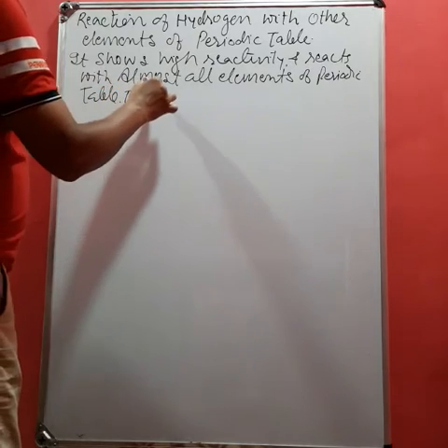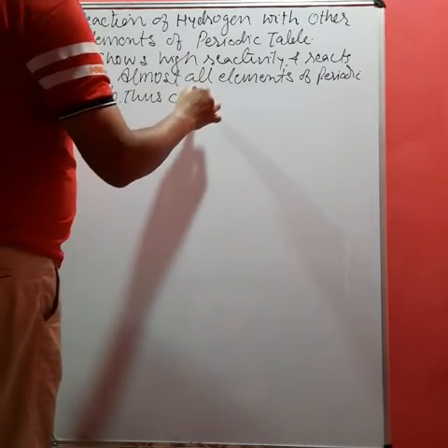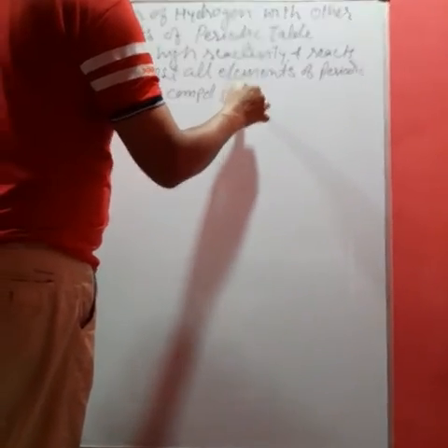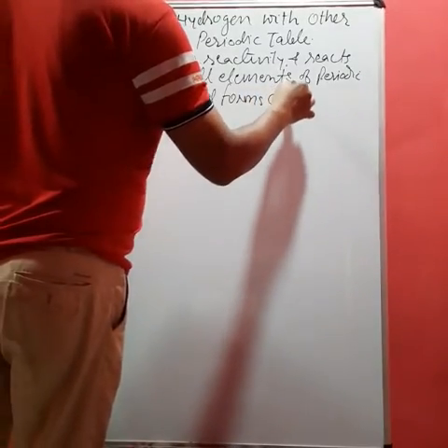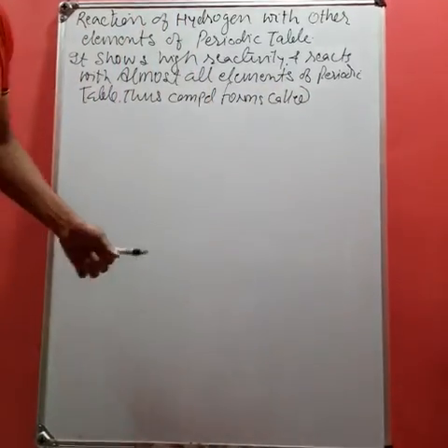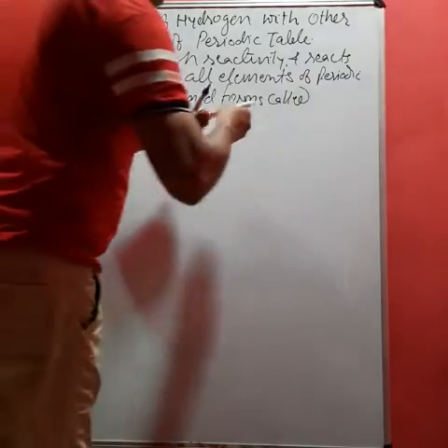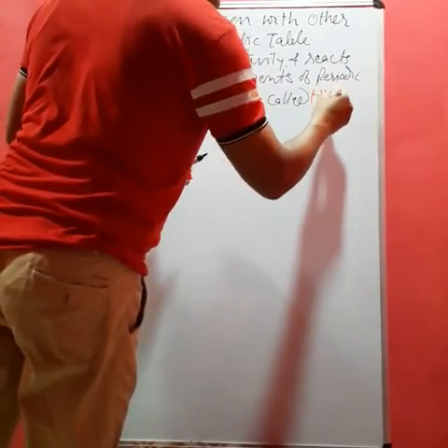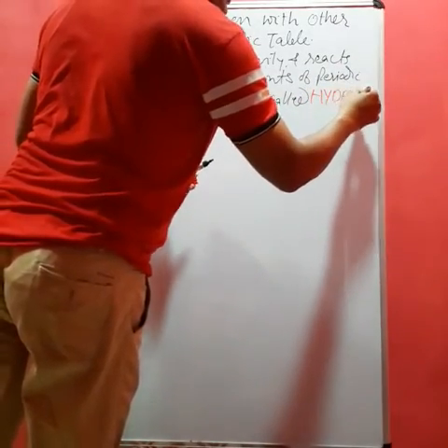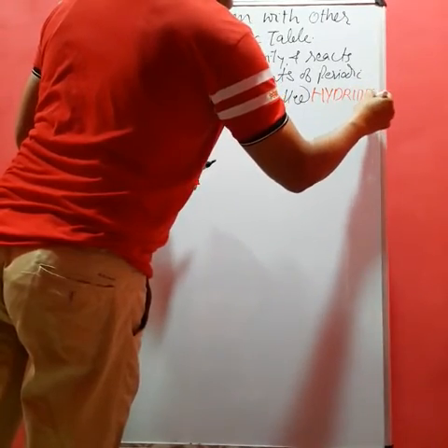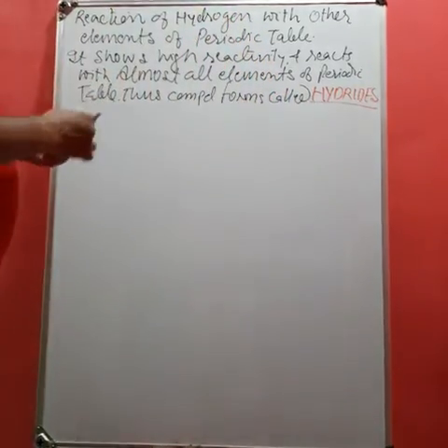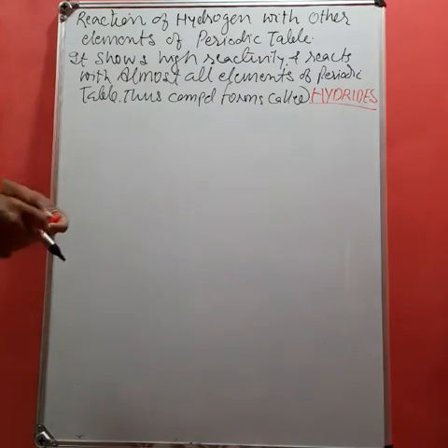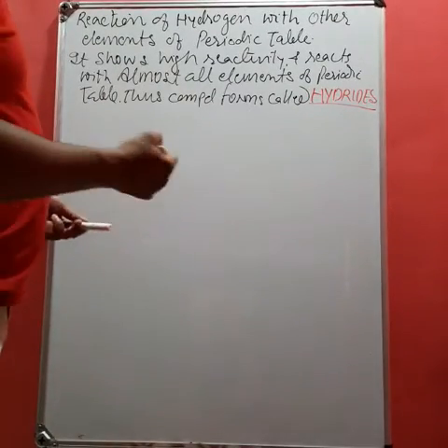Thus, the compounds formed are called what? Hydrides. That is the compound of hydrogen with other elements. These compounds are called hydrides. There are a number of hydrides available.